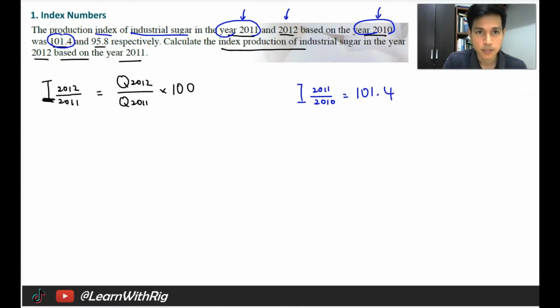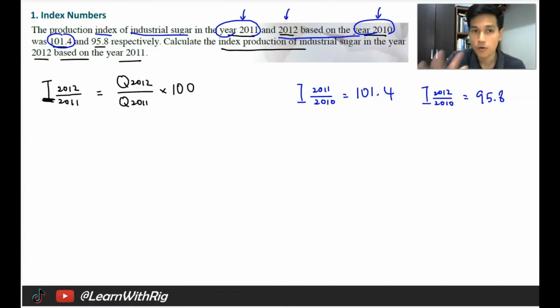The second one is 95.8. So that is year 2012. So I 2012 based on 2010. Okay, because both are based on 2010, right? So this one is equals to 95.8.